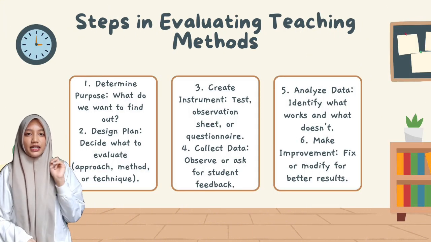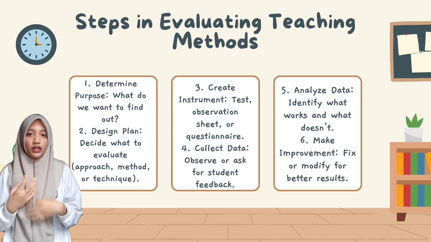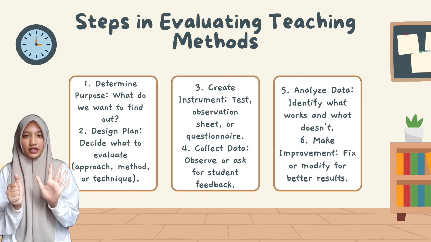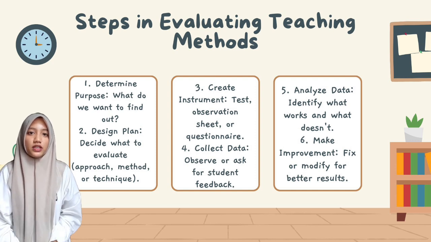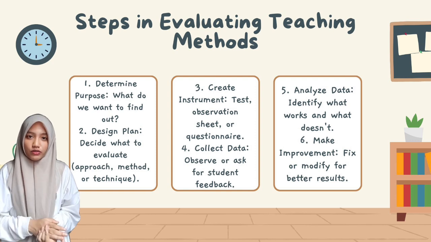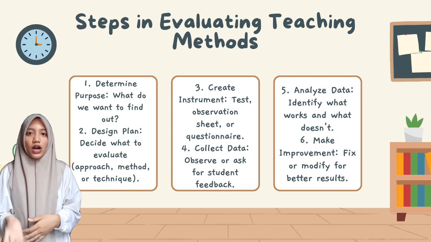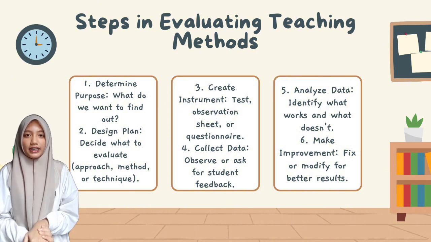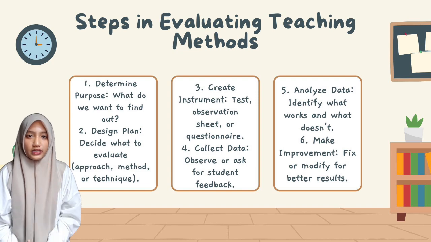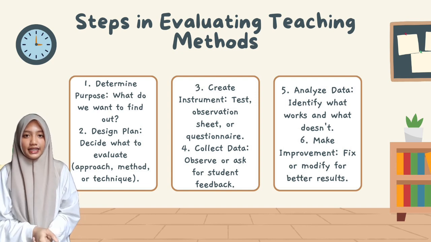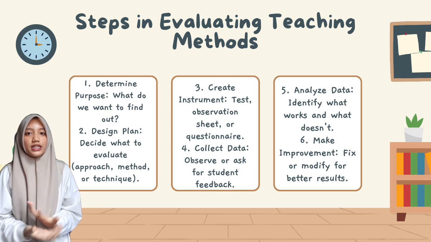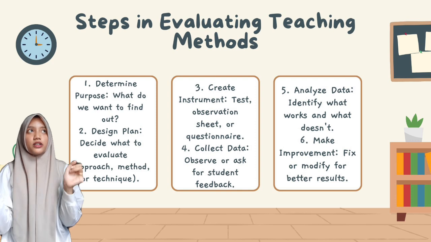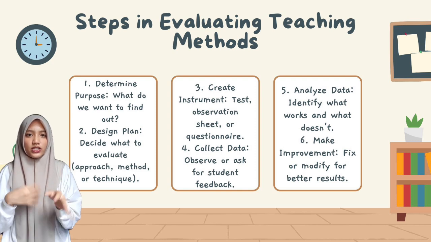Next step in evaluating teaching methods. To evaluate a teaching method properly, there are 6 important steps. The first one is determine the purpose. What do we want to find out? Maybe we want to know if our method is effective or not. And the second one is design the plan. Decide what to evaluate: approach, method, or technique. And the third is create the instrument, for example, tests, observation sheets, or questionnaires.